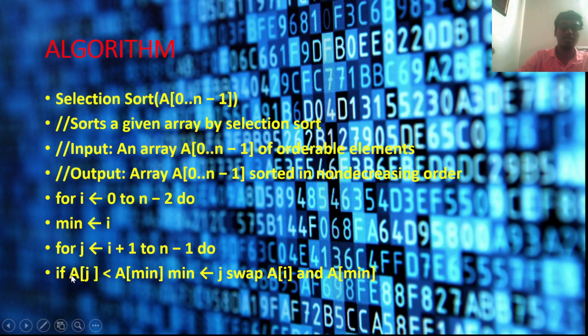Then do: if A[j], that is the element at position j, is less than A[min], where A[min] is A[i] initially. So when the jth element, that is the i plus 1 element, is less than A[i], then j's index value is given to min. And after executing this loop, the elements are swapped: swap A[i] and A[min].